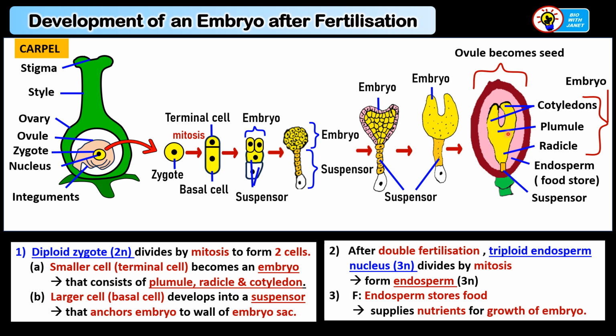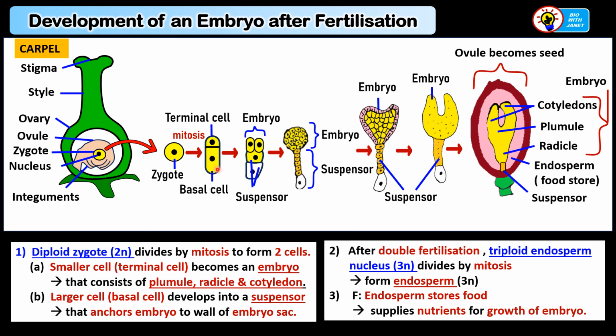And then the plumule is the young shoot. It will develop to form the young shoot. The radicle will develop to form the young root. So these 3 parts, cotyledons, plumule, and radicle, make up the embryo, which is diploid. Diploid in its condition, okay, for the condition of the chromosomes.